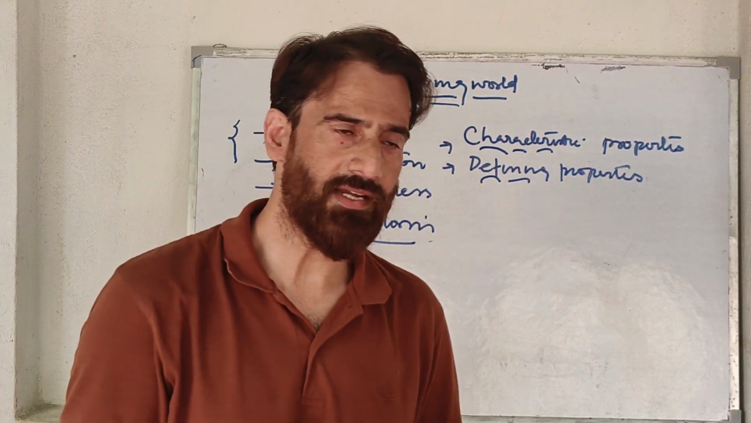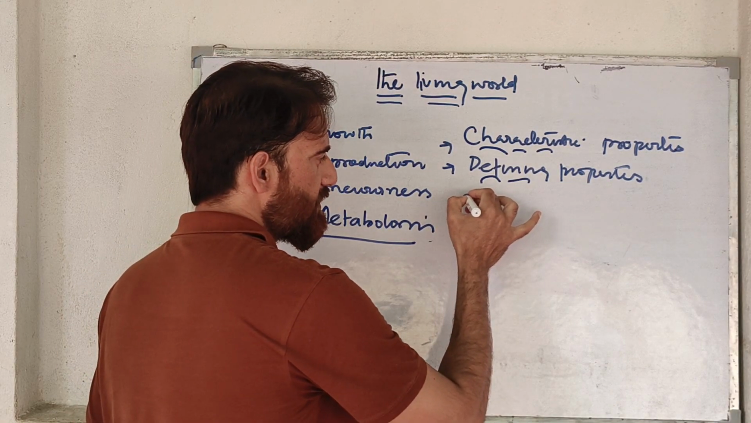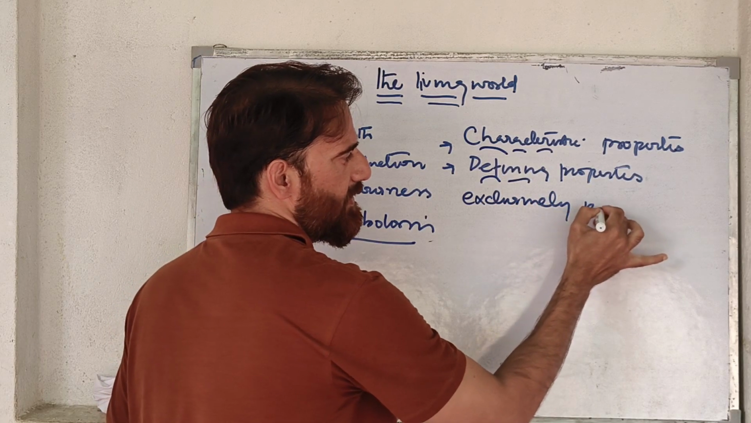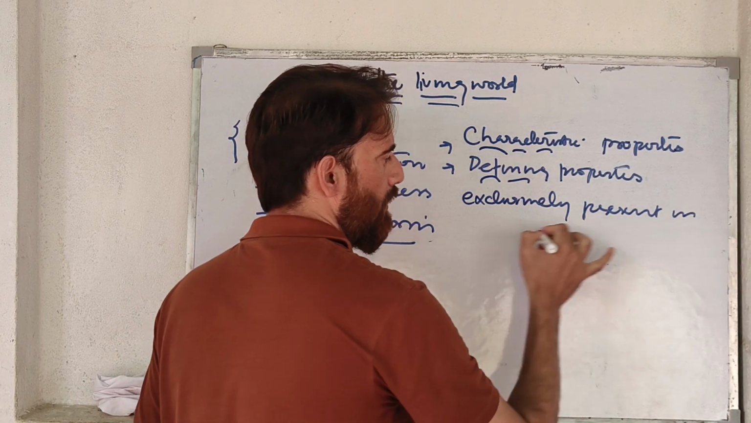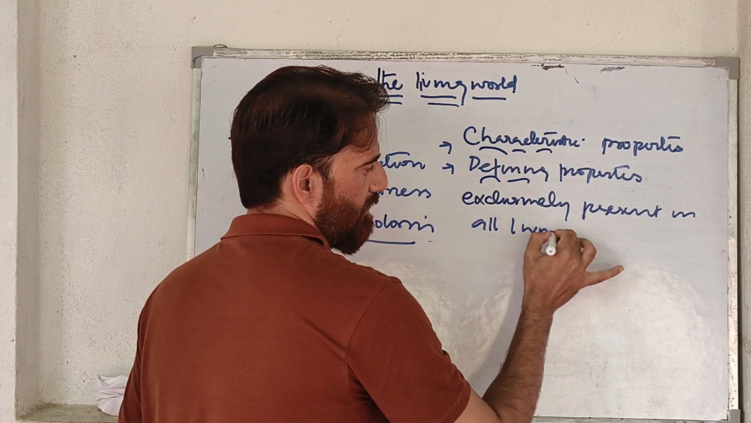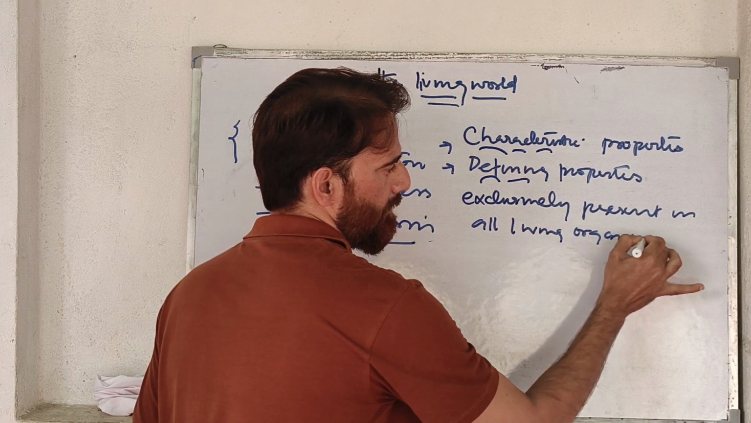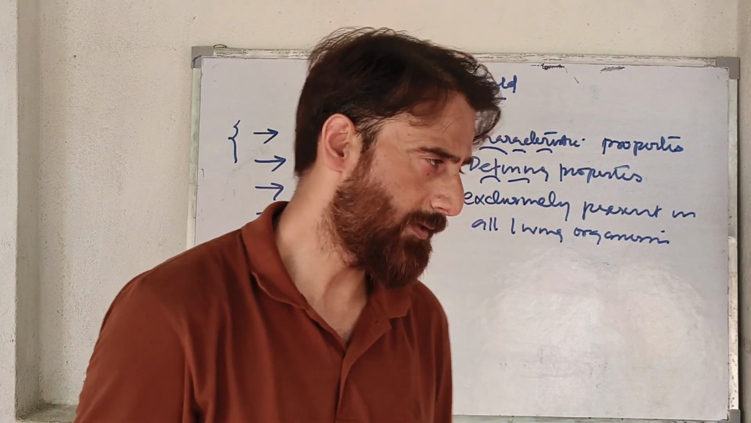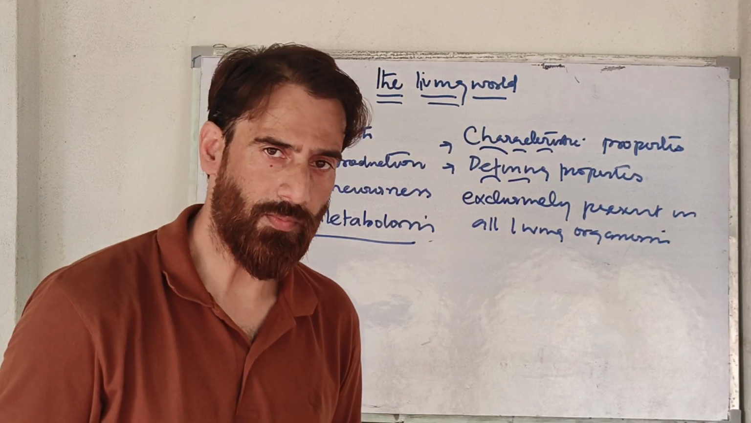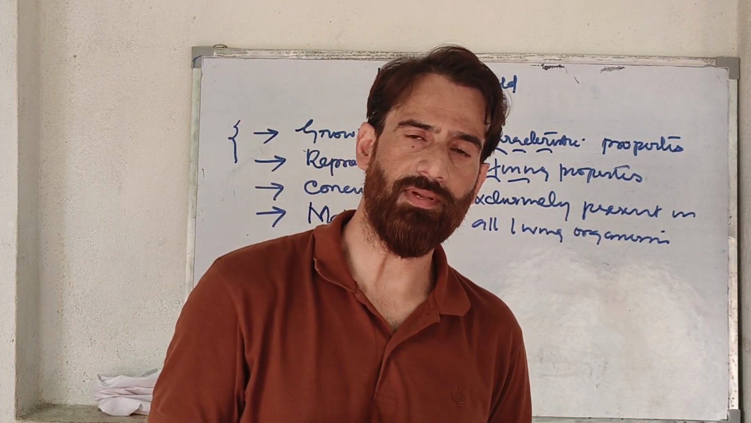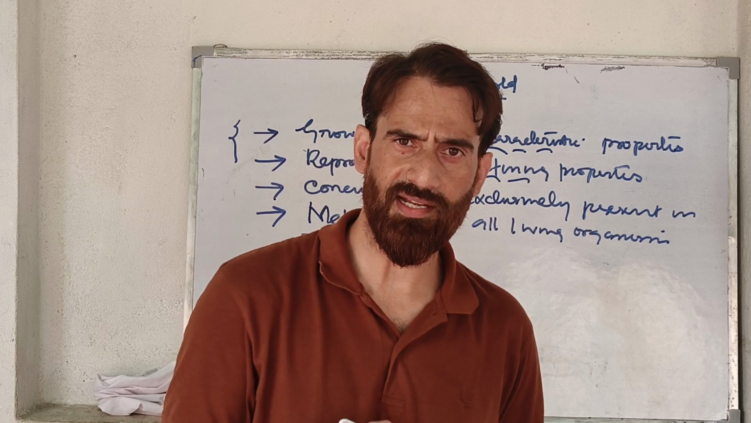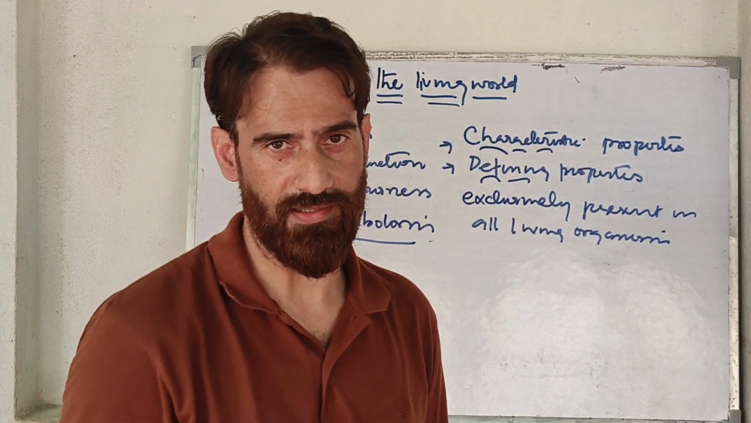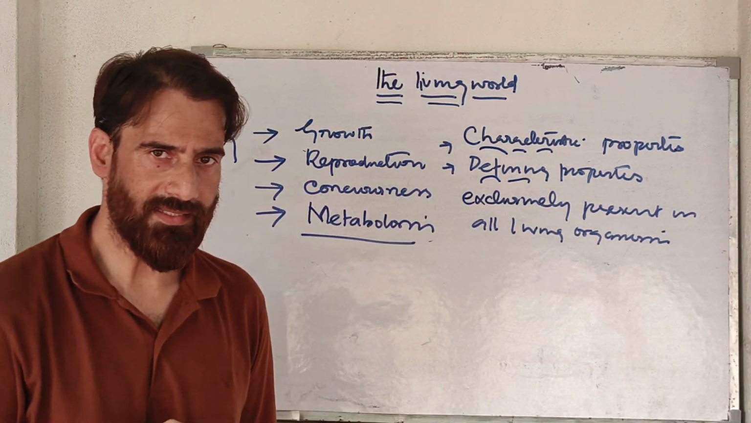Defining property is that property which is exclusively present in all living organisms. That means there is no exception to these defining properties. They are exclusively present in all the living organisms. But characteristic properties are those properties which have some exceptions. Let us discuss them by examples.